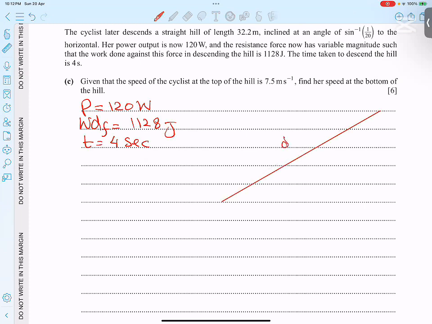The straight hill, let me show you. The total distance is 32.2 meters, and the speed at the top of the hill is 7.5. The speed at the bottom we need to find. And what further thing is given? The angle, we have it. It's not a problem. Let me check further.